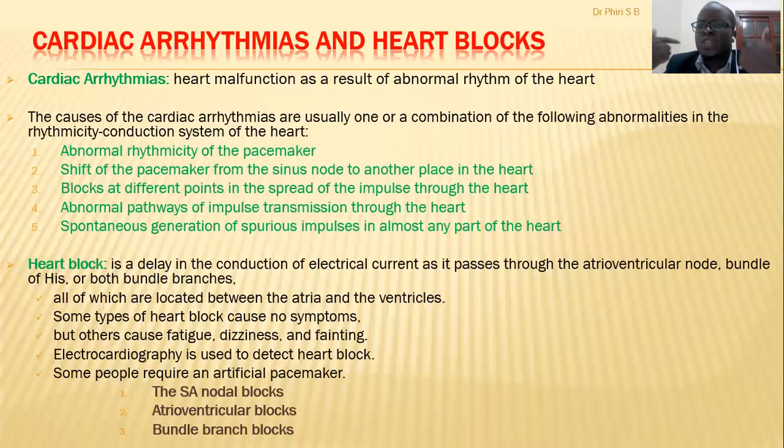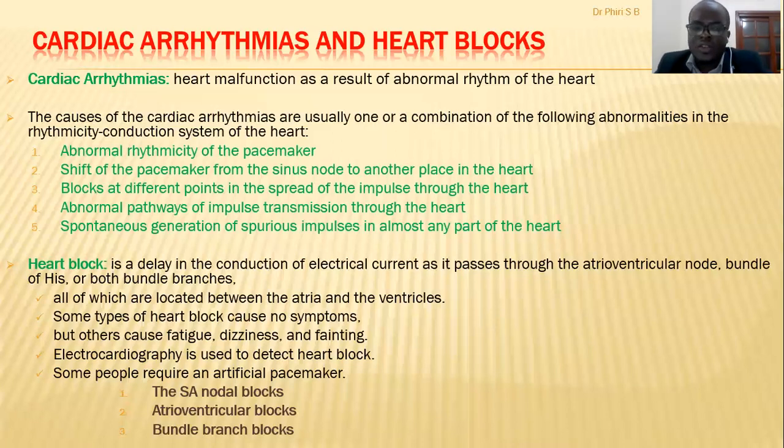Dizziness: you need a constant supply of oxygen and nutrients, especially glucose, to the brain cells. So if the brain cells are not receiving enough oxygen and nutrients, their metabolism will start reducing, and that can bring about dizziness. And then sometimes you can even lose your consciousness. So it can bring about fainting or syncope if the supply of oxygen and glucose is reduced so much that the brain cells are not accessing enough energy.